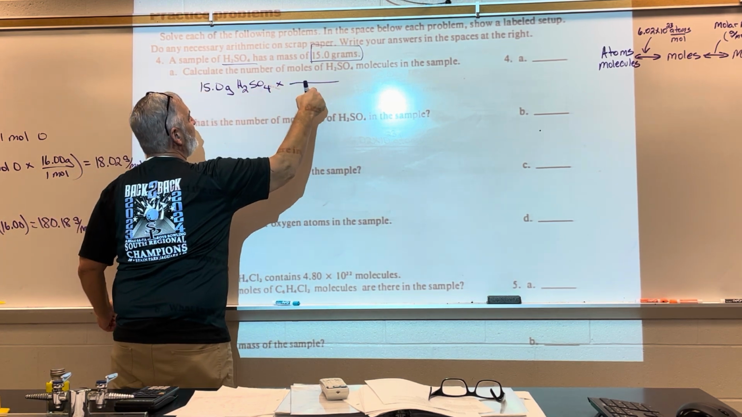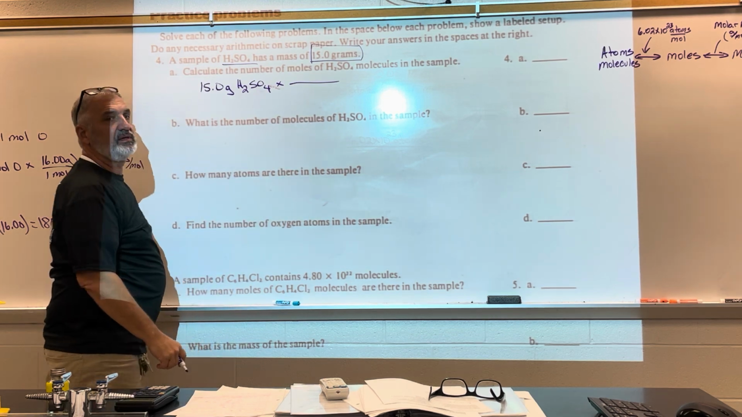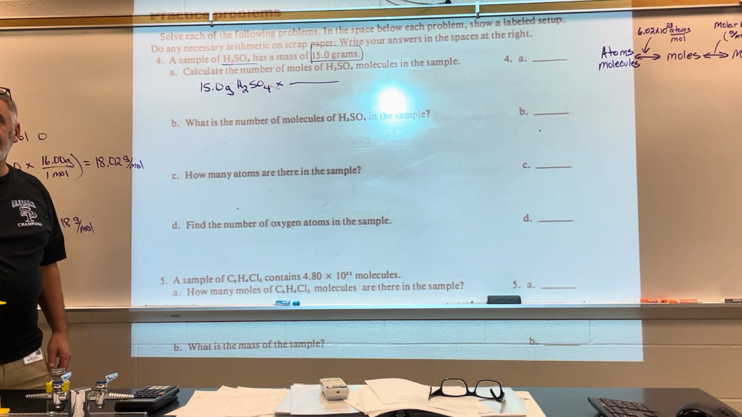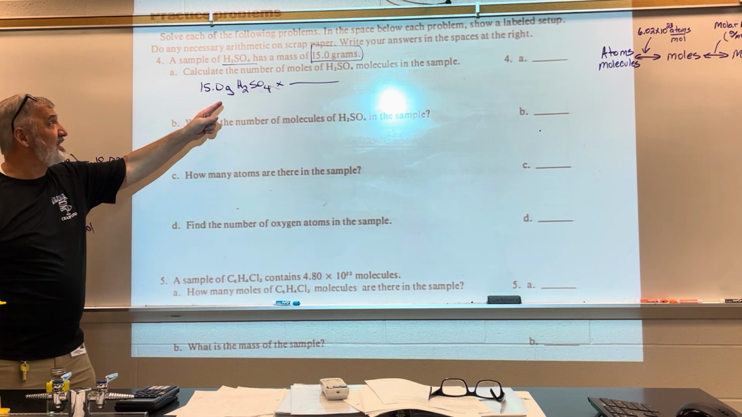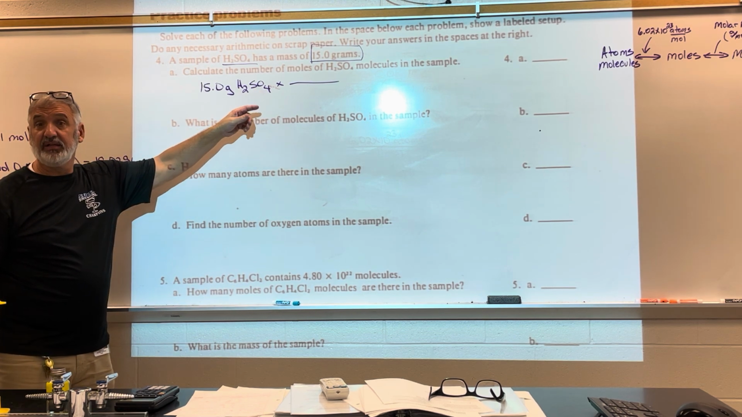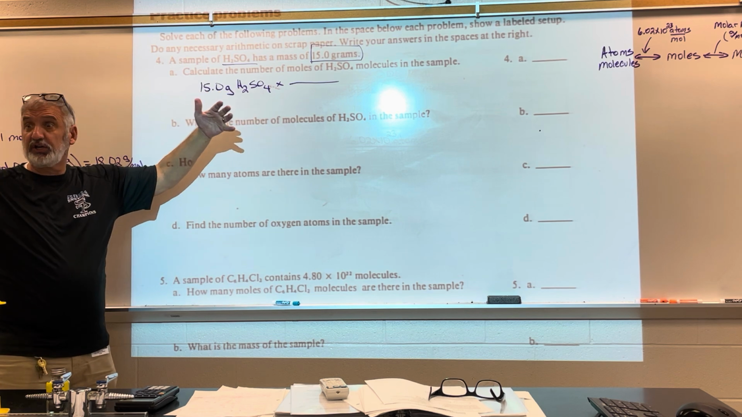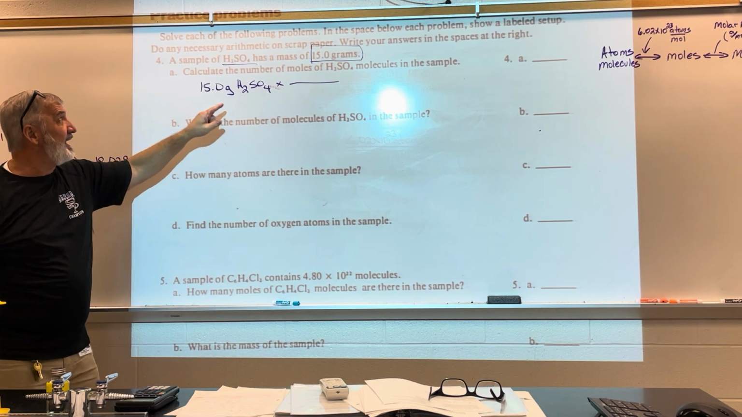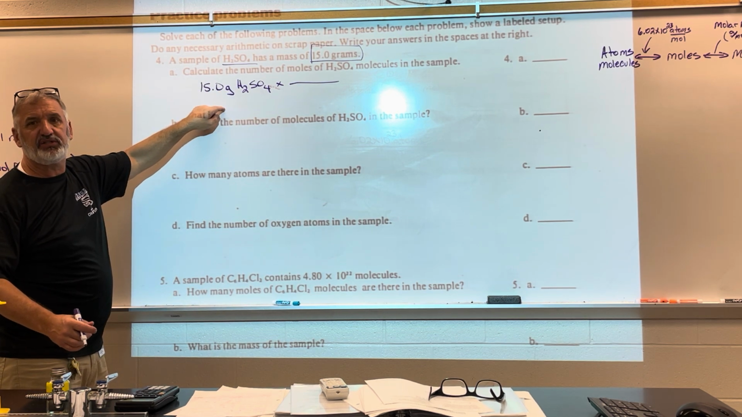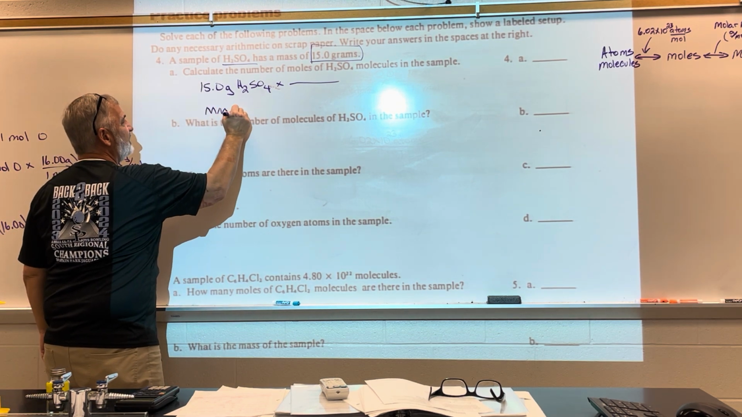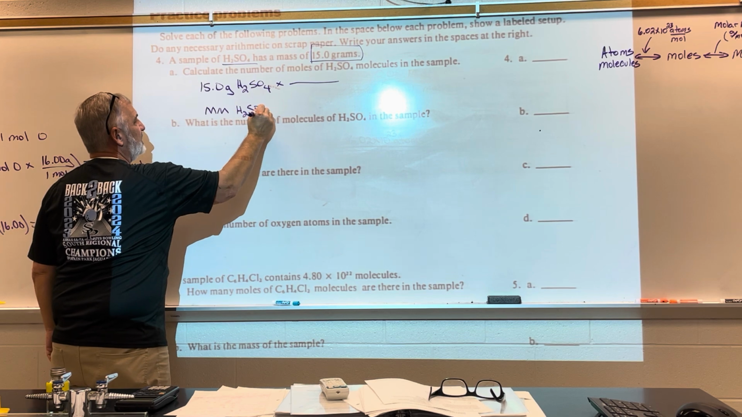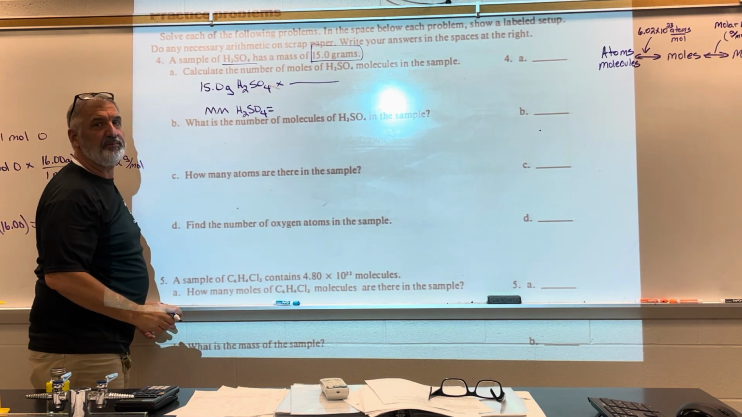So what has to go down here? The grams. And that grams is called the, in this case, it's not going to be atomic mass, it's going to be molecular mass, so we just use the term molar mass. So I have to get the molar mass of H2SO4.